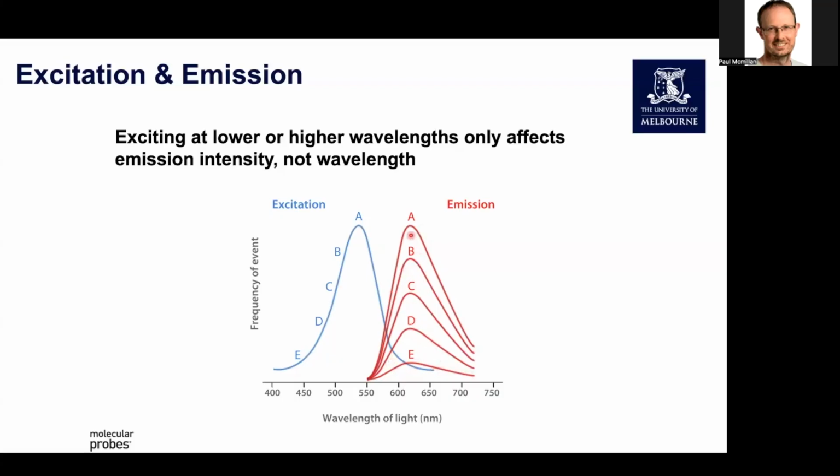It's just the intensity of what's being released. So how efficiently are we exciting that molecule to produce photons to come back out. So the wavelength of what we're emitting doesn't change based on what we're exciting on this side.